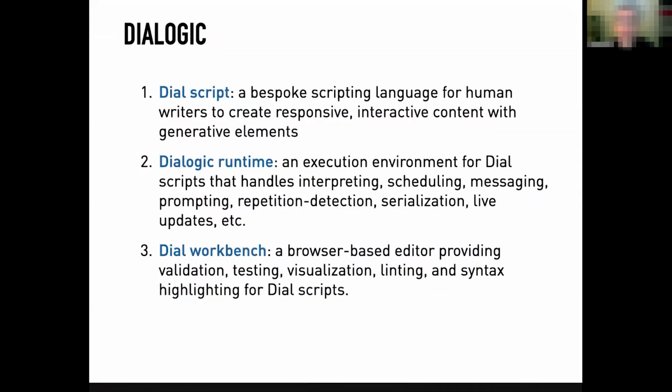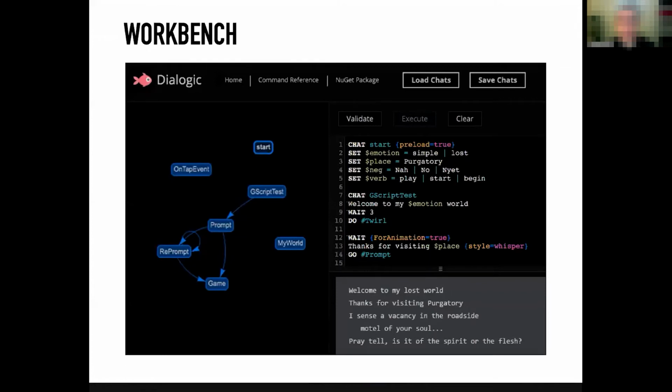Dialogic consists of three parts: the scripting language called Dial, the interpreter and runtime libraries for various platforms, and what I call the workbench, which you can see here. This is a browser-based environment for visualizing the dialogue flow, for editing, validating, and testing Dial scripts, complete with syntax highlighting and linting.